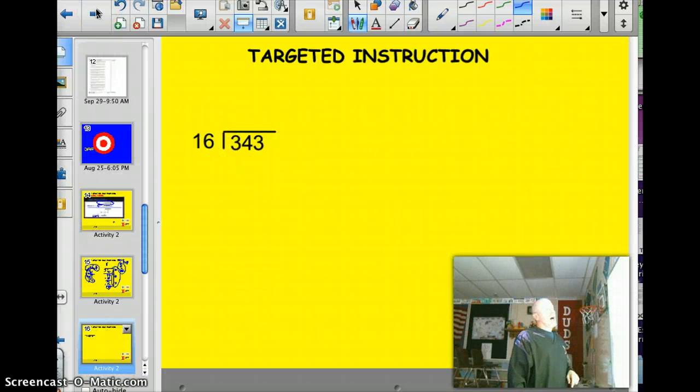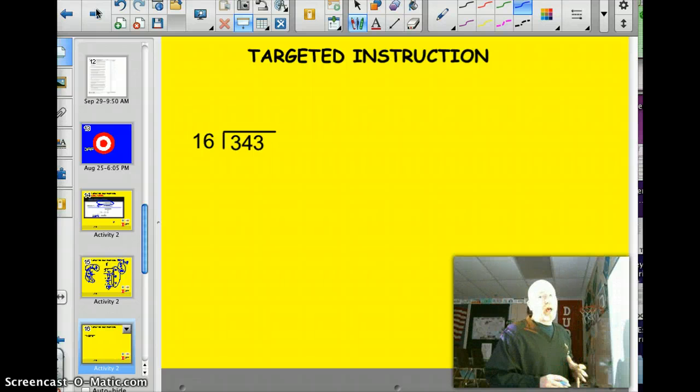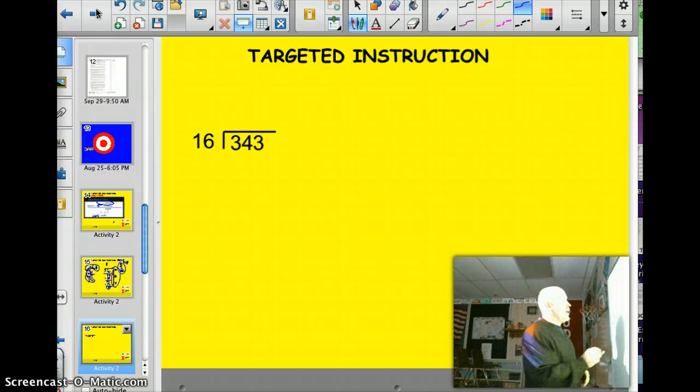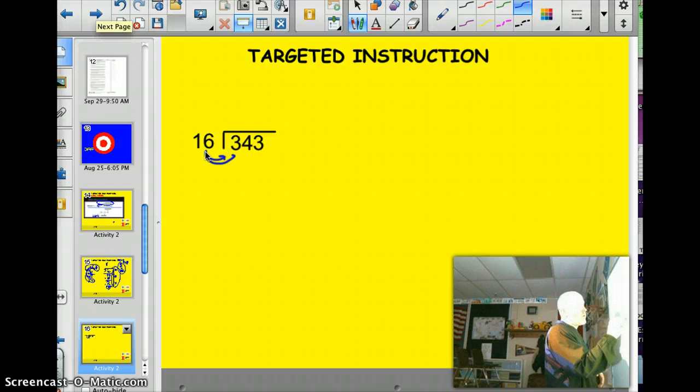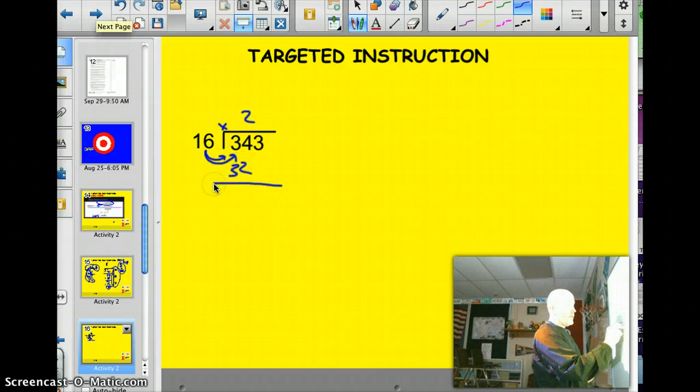Let's move on. A little bit larger number, 343 divided by 16. Let's go ahead and I'll take you through this one here. Does 16 go into 3? No, it does not. Does 16 go into 34? Yes, it does. I know that 2 16s are 32, so 16 times 2, notice I put it right above that 4 because it goes into 34, not into 3. So 16 times 2 is 32.